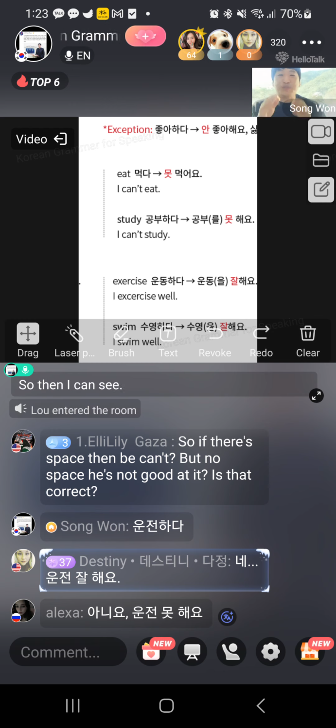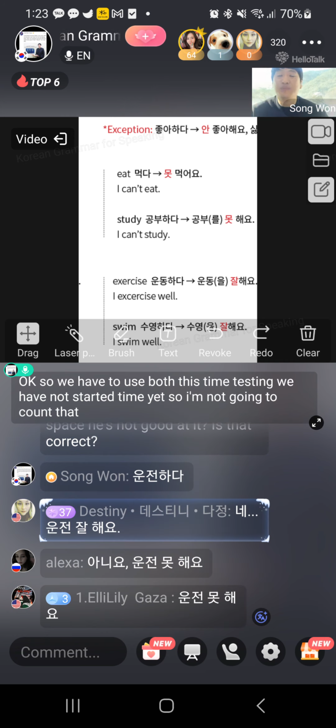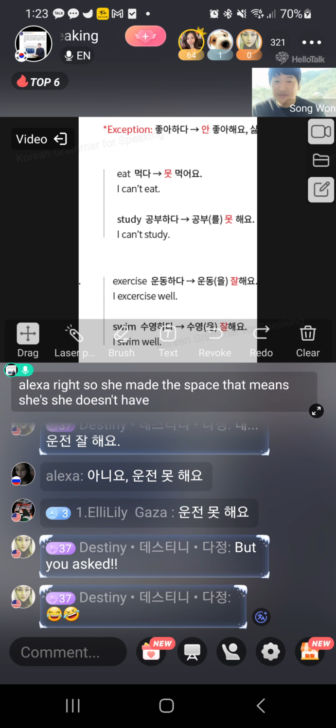Okay. So we have to use both this time, Destiny. We have not studied 잘 yet. So I'm not going to count that. Alexa, right. 아니요, 운전 못 해요. So she made this space. That means she doesn't have any driver license, right?